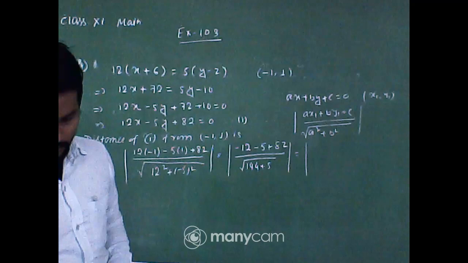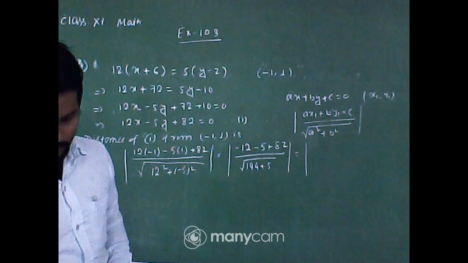Now find the distance of the second line from the origin, the point 0 comma 0. It will be the modulus of 15 into 0 plus 8 into 0 plus 31 divided by 17 again. So that is 31 by 17. Now we have to find the distance between them.